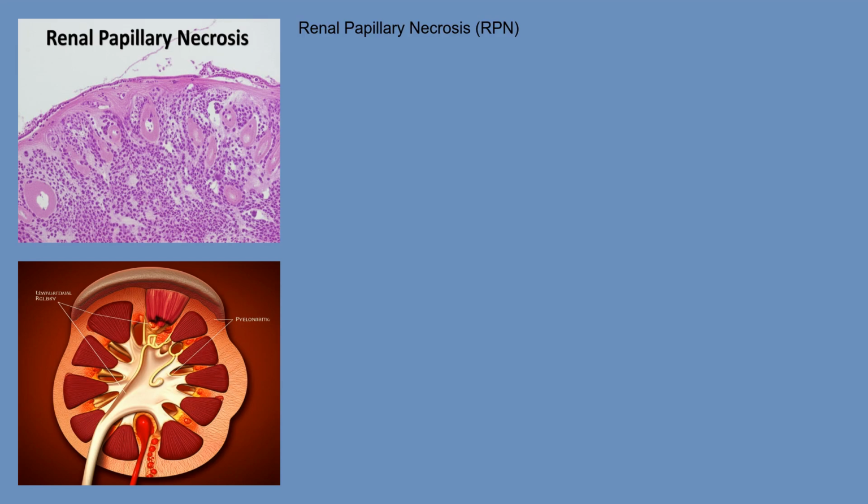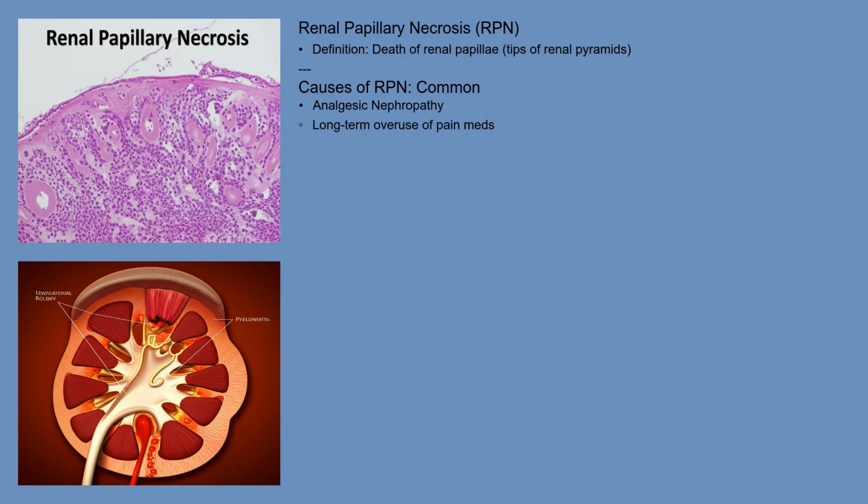Renal papillary necrosis, or RPN, occurs when the renal papillae, which are the tips of the renal pyramids in the kidney, die. The most common cause of RPN is analgesic nephropathy, meaning long-term overuse of pain medications, especially combinations containing aspirin, acetaminophen, and caffeine or codeine.